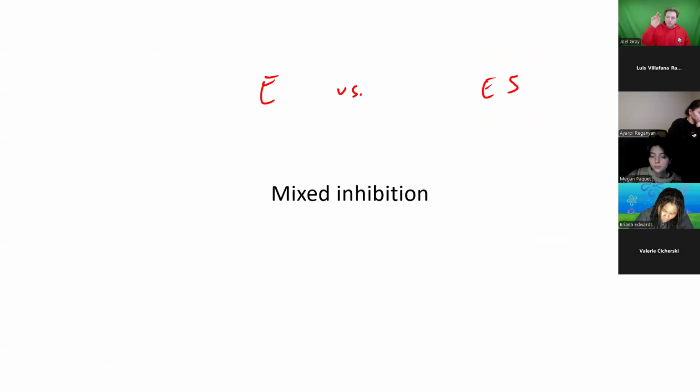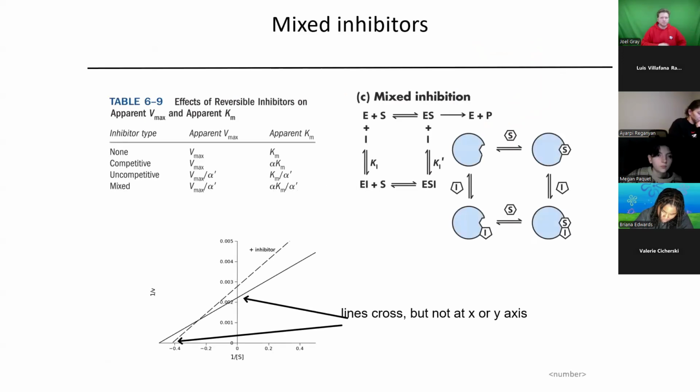Now, we have two more examples of types of inhibitors. We have a mixed inhibitor. Now, a mixed inhibitor is capable of binding either the free enzyme or the enzyme-substrate complex. So with a mixed inhibitor, you can form EI. You could also form ESI. Now, the question is, well, what is it actually doing?